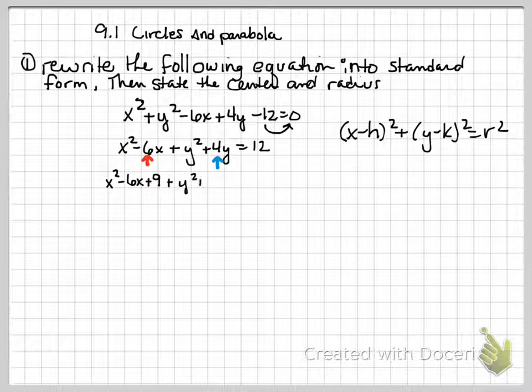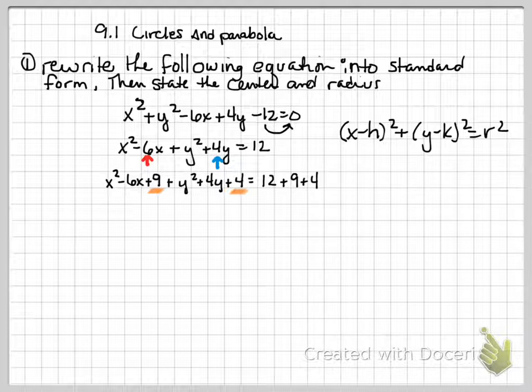I'm going to have y squared plus 4y, divide that by 2. So 4 divided by 2 is 2, squared is 4. And I'm going to add that to that side of the equation. Now the thing to remember is because I've added this 9 and this 4, I have to add them to the other side as well. So I'm going to say plus 9 plus 4.